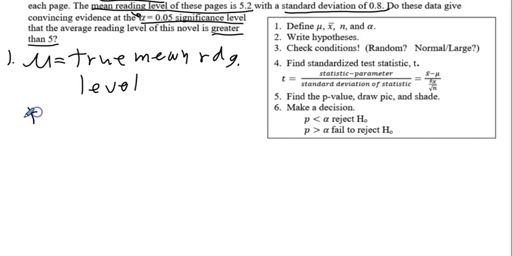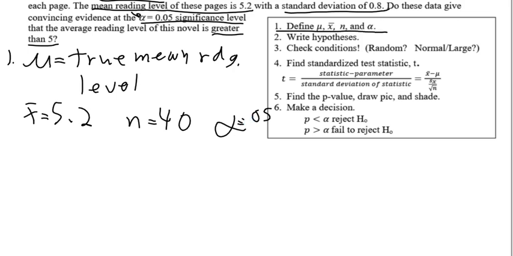We need our X bar, right? And our X bar is 5.2. It says right in here the mean reading level. Mean is X bar. We need our N. How many were sampled? It said 40. And then we need our alpha, which is 0.05. Okay? We got one done. I am going to put the standard deviation, even though it's not required, it just helps identify everything. So we got an SD of 0.8. All right. So we got one complete.